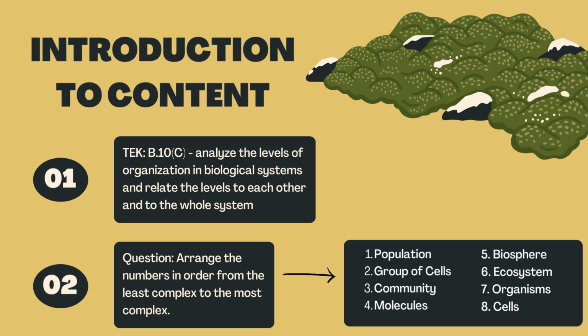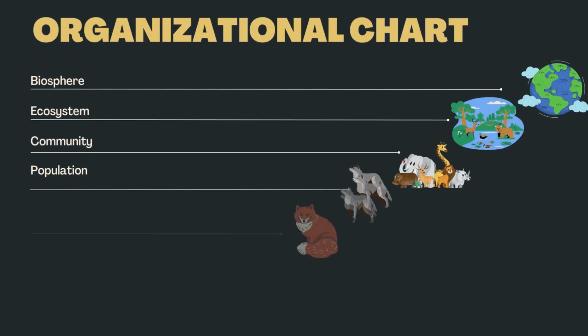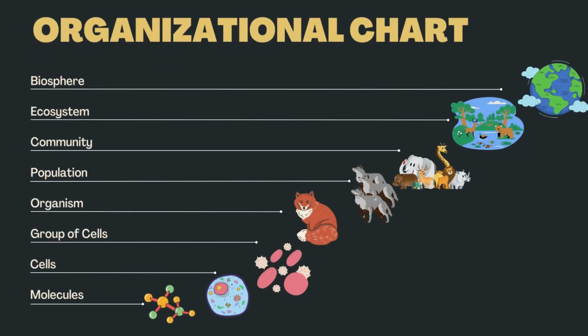Now, I want to test your prior knowledge before we get started on this slide. If you guys can please pause the video and take 30 seconds to arrange the numbers in order from the least complex to the most complex. We'll now be showing the answers on the next slide. To start, we will begin from molecules and then move our way up to cells, group of cells, organisms, population, community, ecosystem, and then biosphere.